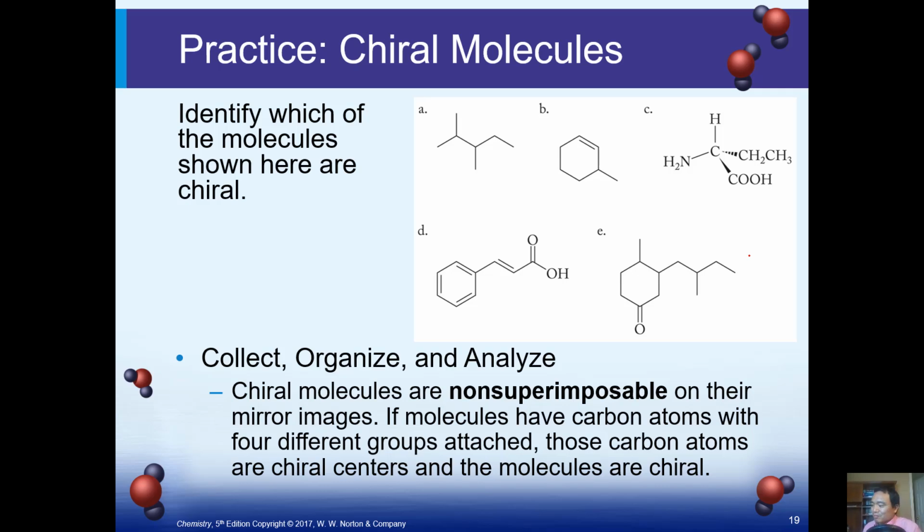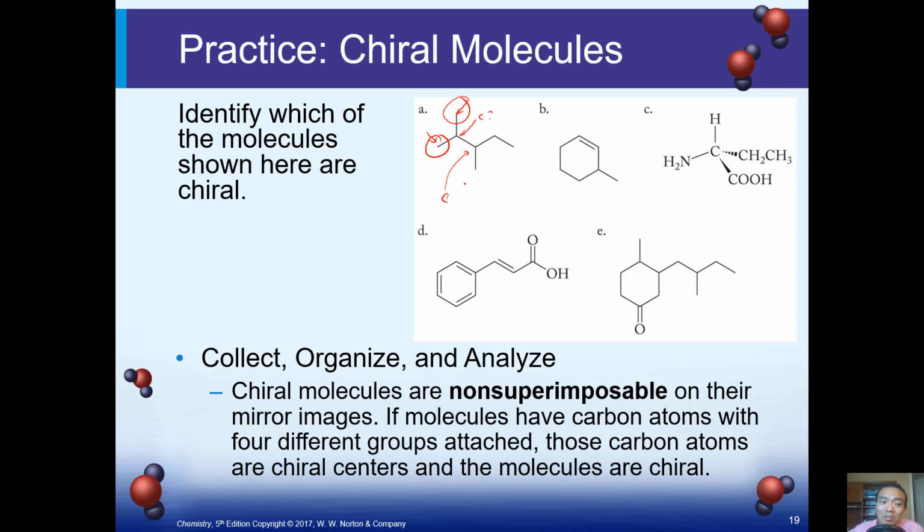If you look at this carbon, it's not chiral. Why? Because that carbon is connected to 3 same hydrogens, so this is achiral. What about this carbon? This carbon is connected to 2 CH3 groups, so they're the same, it's not chiral. What about this carbon? Is that carbon chiral?